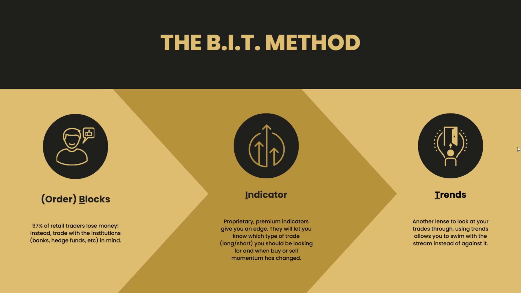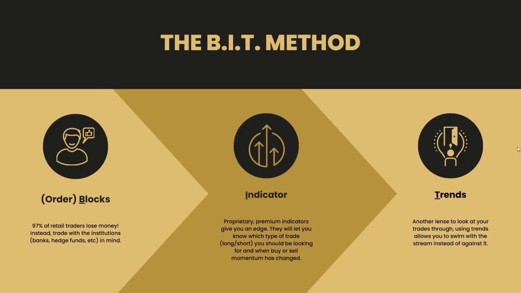So the B in B.I.T, and by the way, this has nothing to do with Bitcoin or crypto, this technically can be used in any type of trading. I'm doing futures specifically, but the B stands for order blocks. Blocks of orders where the big institutions are trading. 97% of retail traders lose money trading. Instead, trade along with the institutions, banks, hedge funds, etc. in mind. Where are they placing their buys or sells? When you are able to determine that, you're able to trade alongside them as opposed to against them and lose money like most traders.